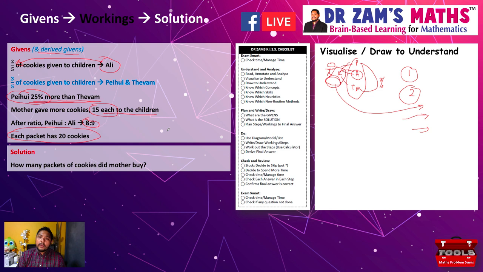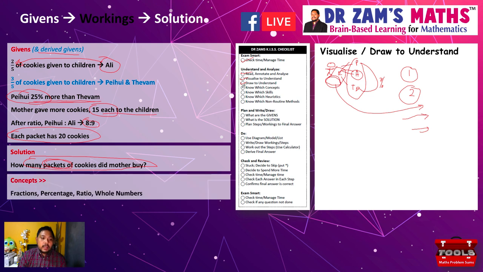So according to the question, the solution that is required of your child is to know how many packets of cookies mother bought, right? So following Dr. Sankey's checklist, we have checked time, managed time, we have read, annotated, analyzed, we have drawn to understand, we have visualized. Now the next thing is to ask which concepts. So the concepts here are fractions, percentage, ratio, and whole numbers.